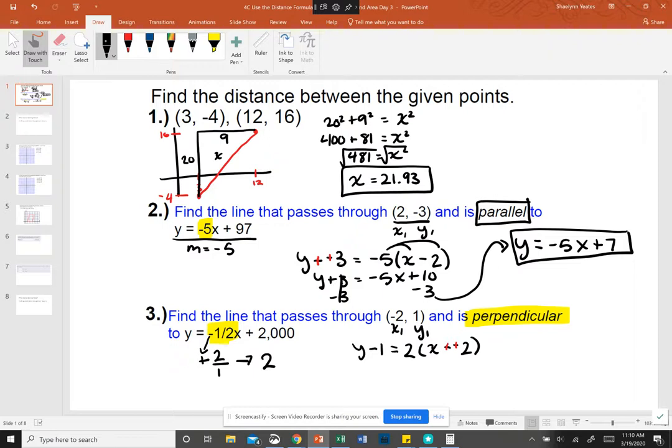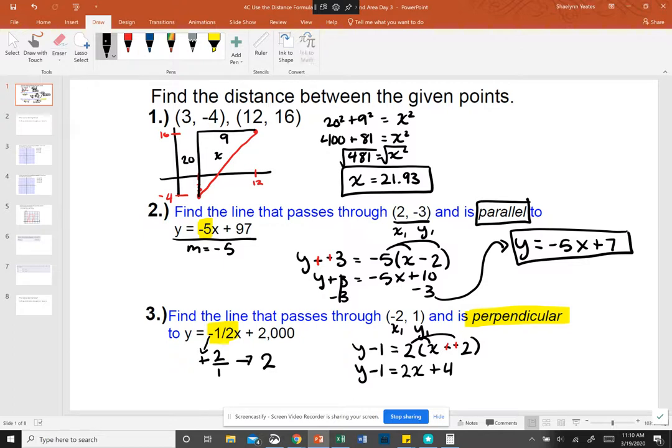So now we've got y minus 1, and we're going to take our 2 and we're going to distribute it. So we have y minus 1 equals, and then 2 times x is 2x, and 2 times 2 is just positive 4. Okay, so now I'm so close.